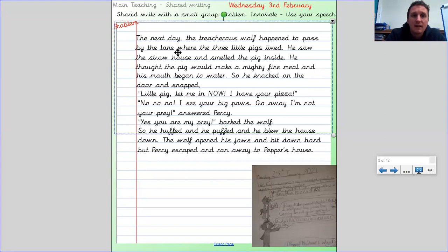Okay, so the next day, the treacherous wolf happened to pass by the lane where the three little pigs lived. He saw the straw house and smelled the pig inside. He thought the pig would make a mighty fine meal, and his mouth began to water. So he knocked on the door and snapped.